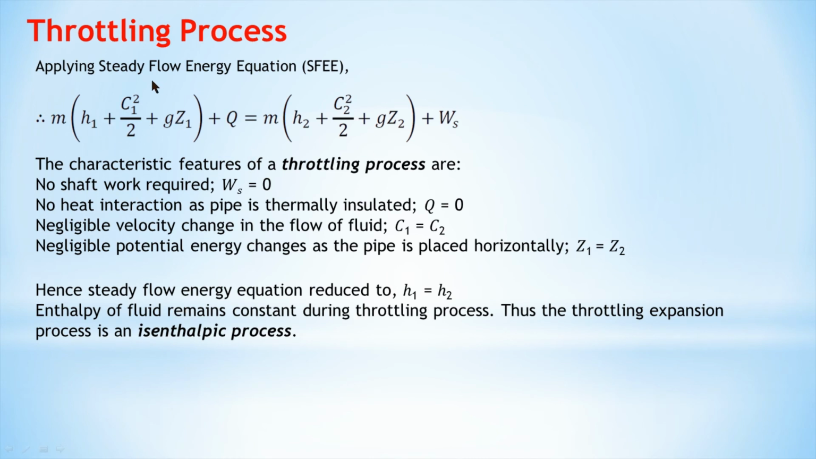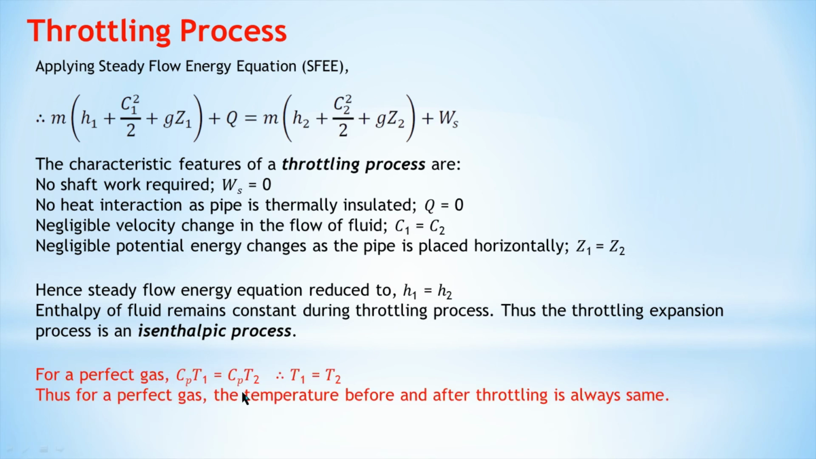So we neglect kinetic energy and potential energy. There is no output, so work done is 0, and no heat transfer takes place because the pipe is insulated and mass remains the same. So the equation reduces to H1 equals H2. It is also called an isenthalpic process. For a perfect gas, Cp into T1 equals Cp into T2, where Cp means specific heat at constant pressure, and T1 and T2 are the inlet and outlet temperatures. Thus for a perfect gas, the temperature before and after throttling is always the same.